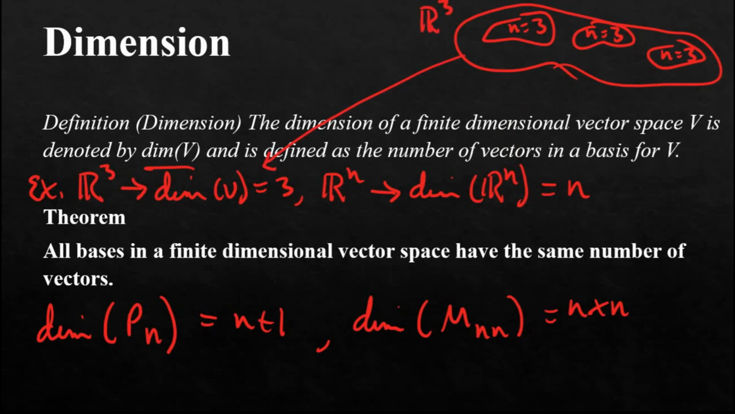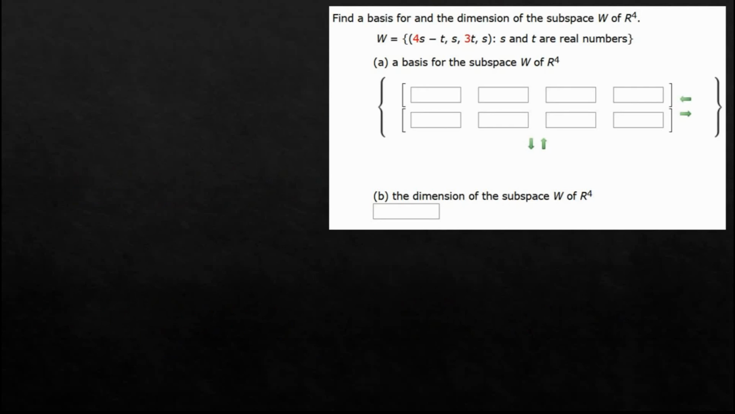Okay, last problem. And these problems should definitely get you through this section. Pretty cool stuff. Find a basis for and the dimension of the subspace W of R4. So we're in the space of R4. Here it says that this subspace has the values 4s minus t, s, 3t, and s. Basically, it was an infinitely many solution set. S and t are the parameters.